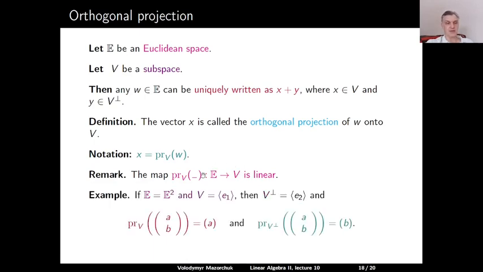Here is an example. If you take the standard two-dimensional Euclidean space, and we take as V the linear span of the first basis element e1, then the orthogonal complement to V is the linear span of the second basis element e2, because e1 and e2 are orthogonal. And the projection onto V of the vector (a, b), this is a vector in E2, is equal to the vector a in V, and the projection of the vector (a, b) on the orthogonal complement is equal to the vector b in this orthogonal complement.